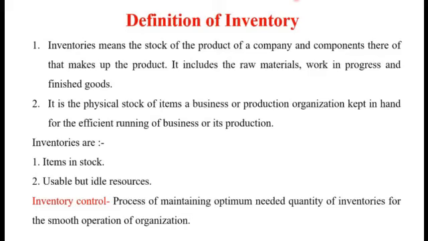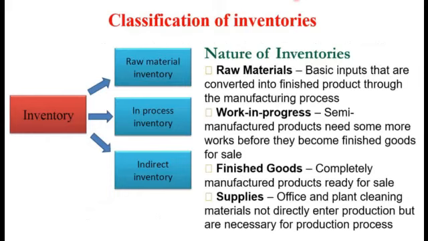Inventories are of two types: items in stock, and usable but idle resources also come into the inventory categories. Then inventory control: how we can control inventory, and the reason we have to control it, is very important. It is the process of maintaining an optimum quantity of inventories for the smooth operation of the organization. Inventory control is required for smooth operation, as well as to reduce cost.